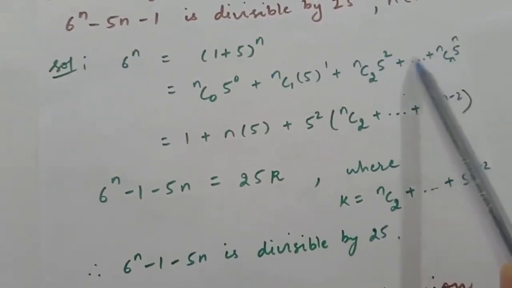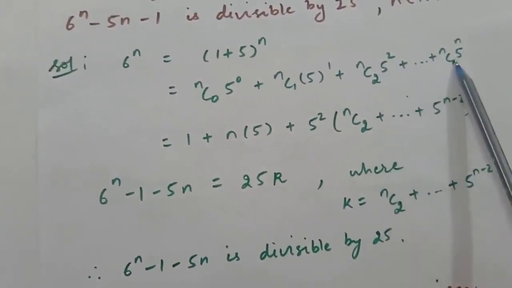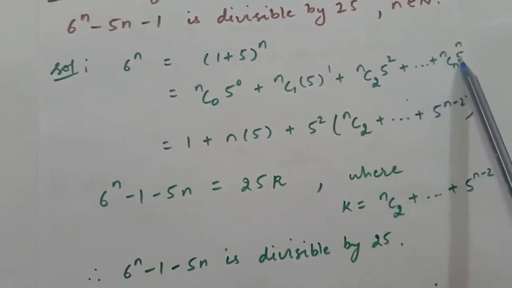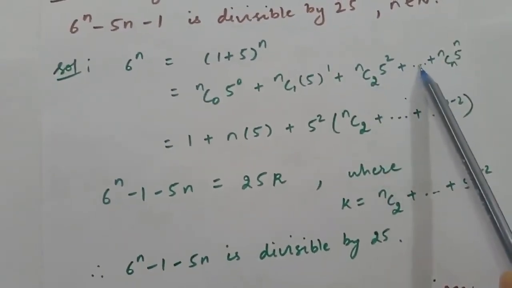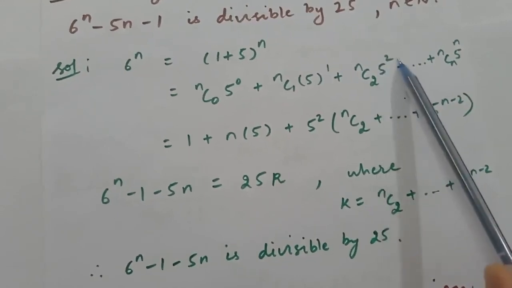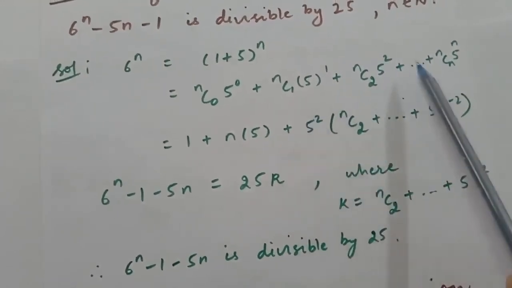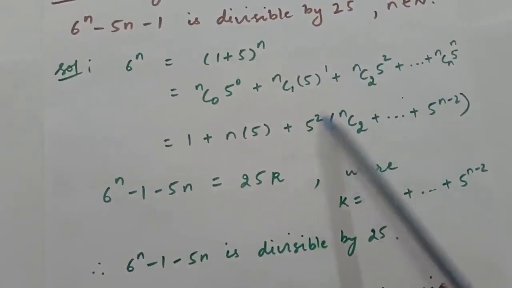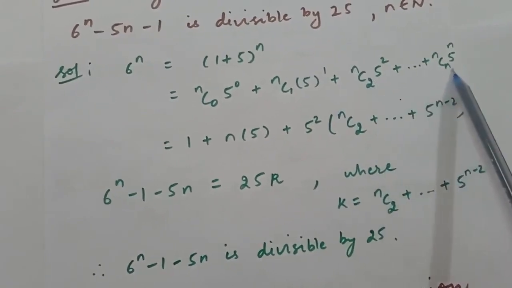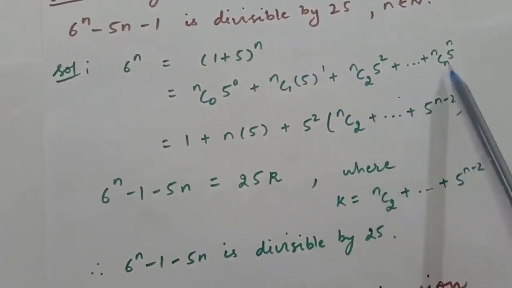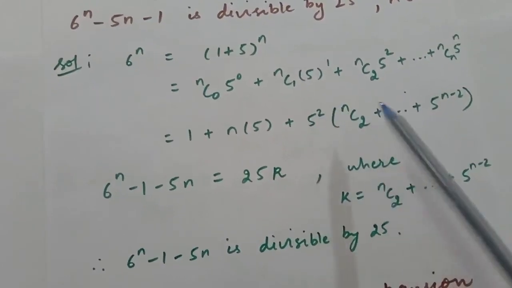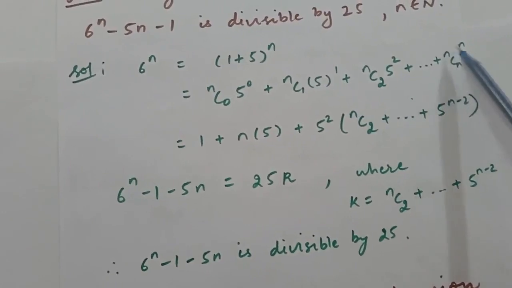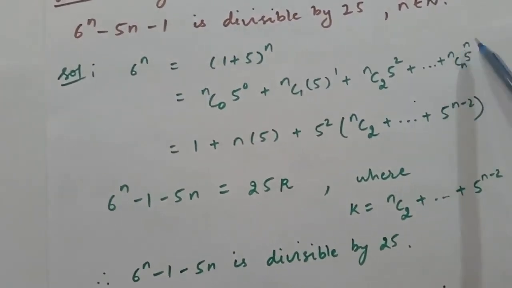So from the third term and from the other terms, we can take 5 square common because the power of 5 is increasing only. In the next term, the power of 5 will be 3, right? So from this we can take 5 square common. From the next term which will contain 5 cube, we can take 5 square common. So from the third term to the last term we are taking this 5 square as common. So you will get NC2 from this term plus so on, NCN is 1. Here it is 5 raised to the power n.